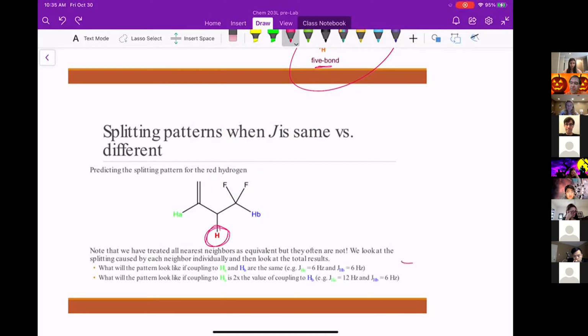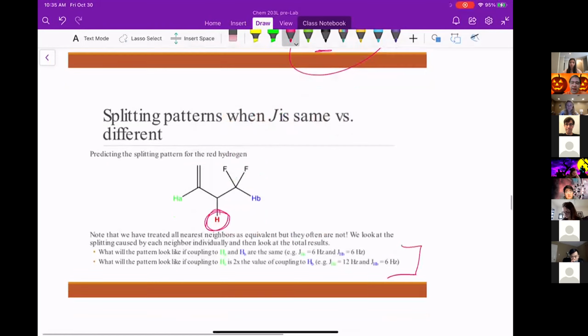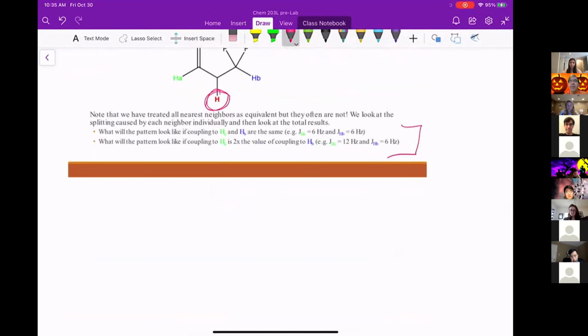So we're going to look at 2 examples here. We're going to say, what if the splitting is the same between those 2 protons? And then what if it's different? I'm going to completely exaggerate the splitting difference here. I'm going to look at my red proton, and the splitting due to proton A is 6 Hertz. So I'm going to take this signal and split it. This distance here is 6 Hertz. So my x-axis essentially is Hertz.